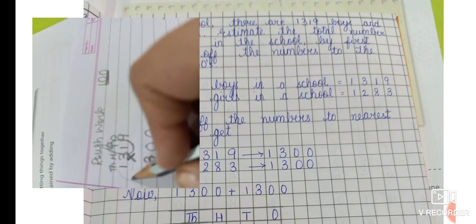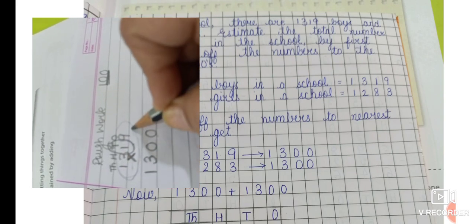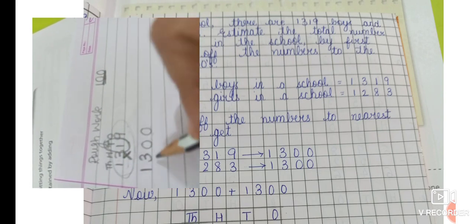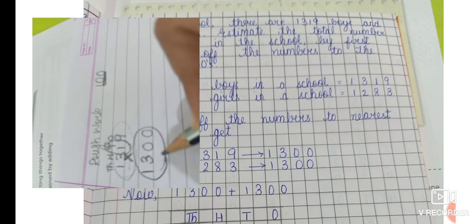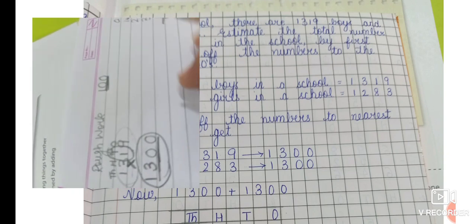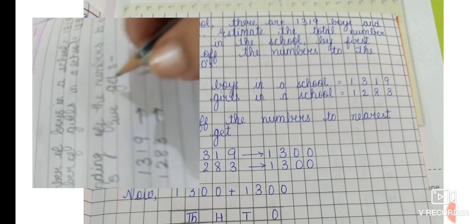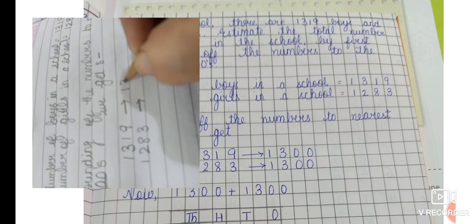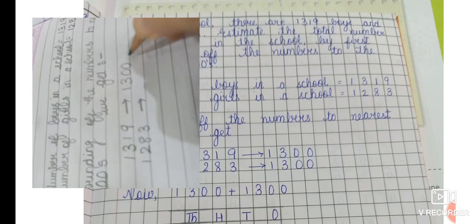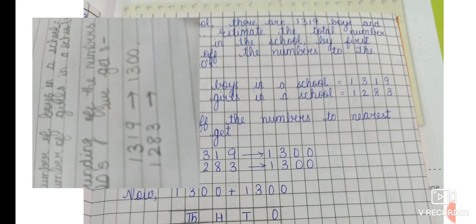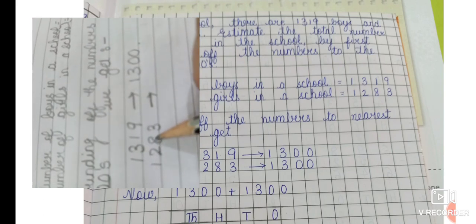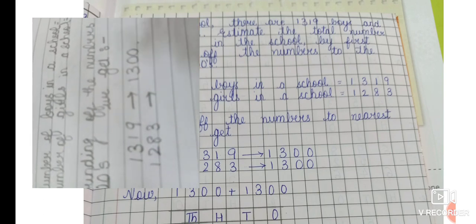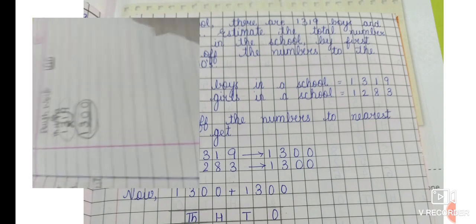Understood? The number 1319, when rounded off to the nearest 100, we get 1300. What is the number we got? 1300. So you will write here in the answer 1300. Now what is the other number? 1283. So you will write it in the rough work.